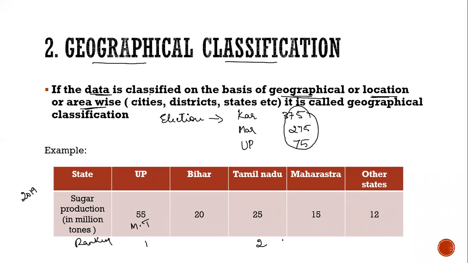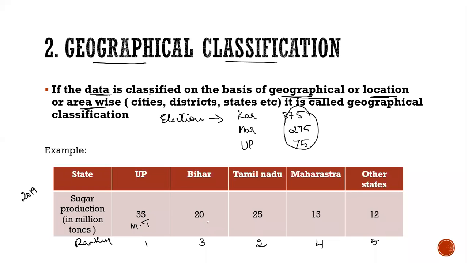You can rank Tamil Nadu as second. Third one is Bihar. Bihar has the next, third highest sugar production, that is 20 million tons. Next is Maharashtra and other states as fifth. Based on this geographical classification of data, it is helpful for us to rank the particular data. That is called geographical classification.